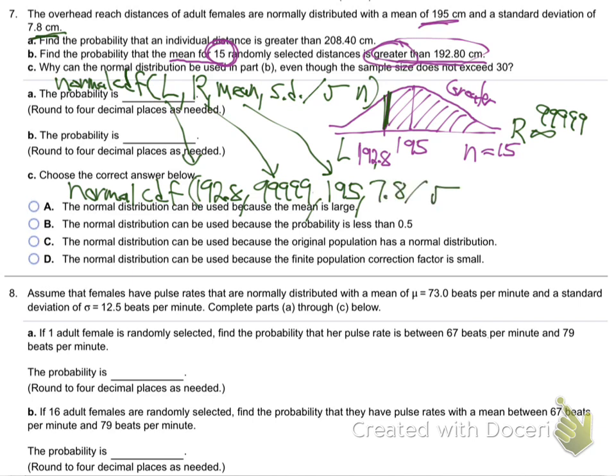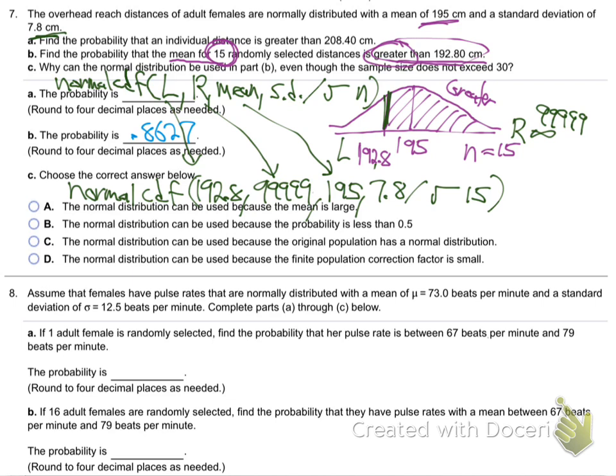Divided by the square root of n. So you have to hit the square root button on your calculator, just like that, divided by the square root of 15. Close the parentheses, hit the buttons on your calculator. You're going to get 0.8627. There we go, 0.8627.